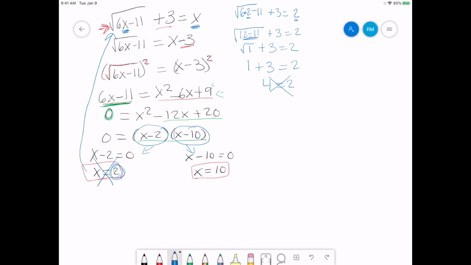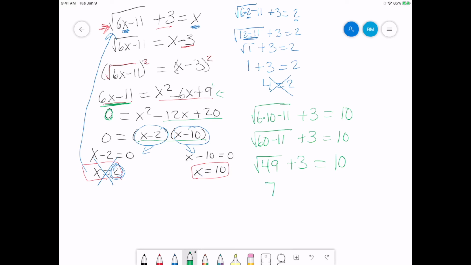Let's see if 10 is a real solution to this problem. So I'm going to plug 10 in everywhere there's an x. So the square root of 6 times 10 minus 11 plus 3 equals 10. So 60 minus 11 plus 3 equals 10. 60 minus 11 is 49, plus 3 equals 10. Square root of 49 is 7, plus 3 equals 10, and 7 plus 3 is 10. 10 equals 10, so that is a real solution to this problem.